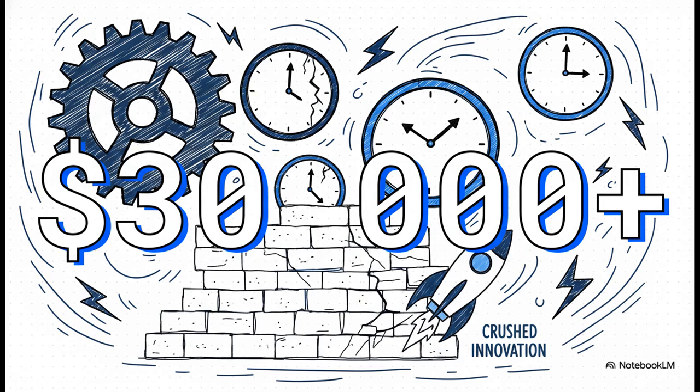Building a classic minimum viable product used to take 3 to 6 months and easily drain upwards of 30 grand just to get a basic version out the door. That is a massive barrier that just crushes innovation. We desperately needed a new paradigm.